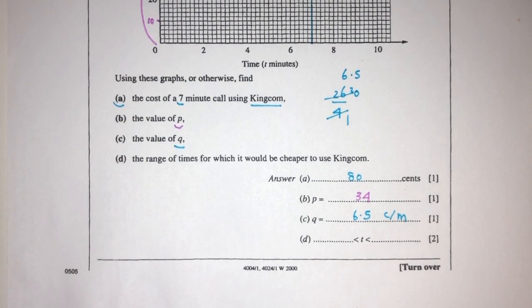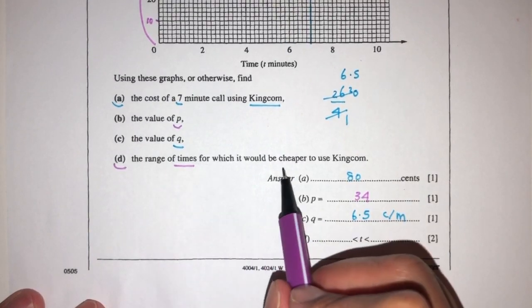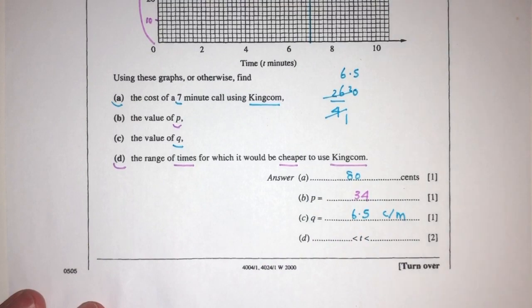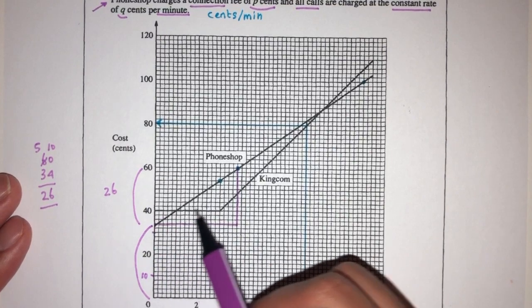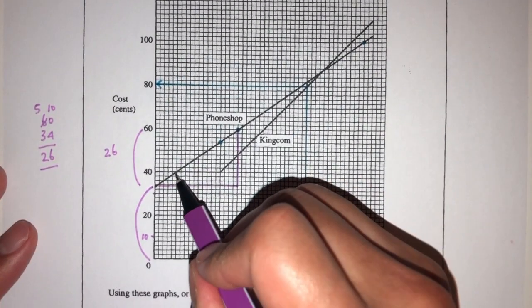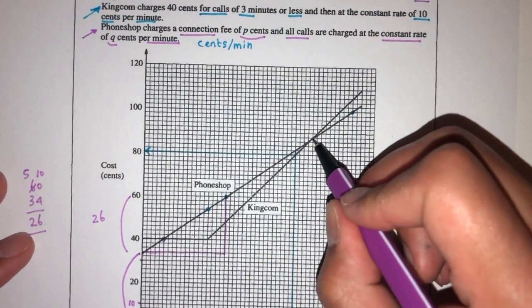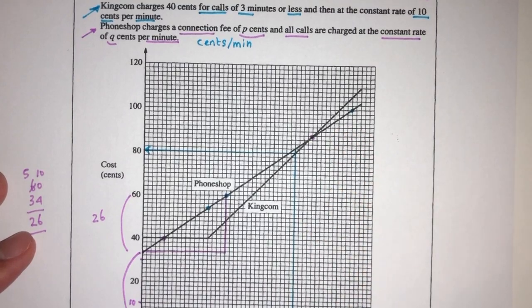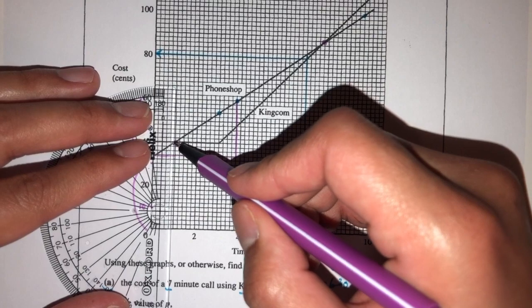Now for part D, we have to find the range of times for which it will be cheaper to use King.com. Pretty easy. You just have to look at the graph again. As you can see, the graph here for King.com is below. So from here until here, it was below PhoneShop. So in that case, obviously it will be cheaper. So let's find that range.